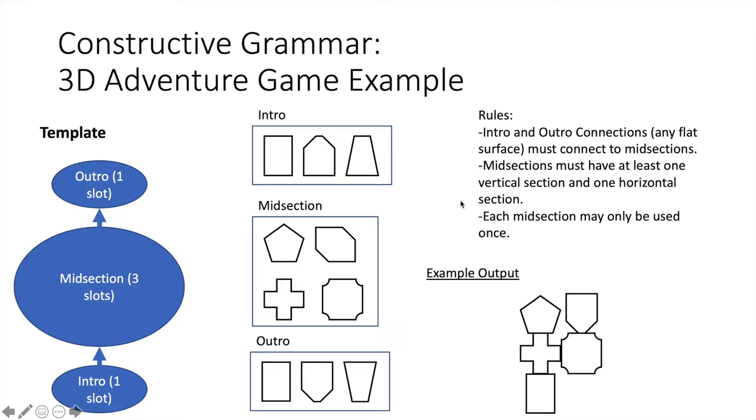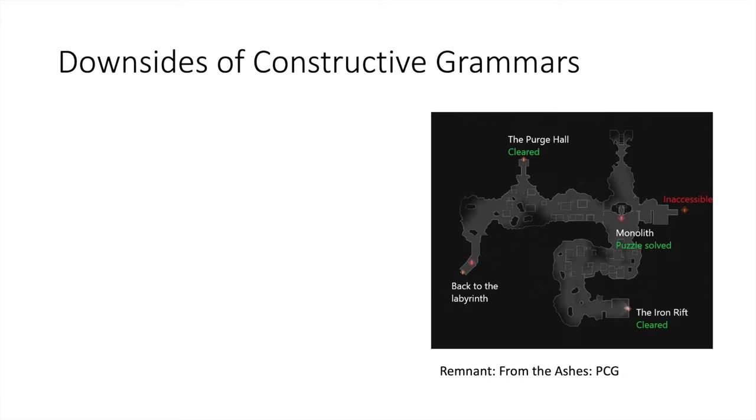We could change up these rules a little bit to give us more flexibility. We could add more intro, midsection, and outro pieces. We could add new pieces to our template and break up our midsection to give us a little bit more fine-grained control. But again, that would lower the variety. So these are the kinds of things that you have to balance with a constructive grammar. So let's talk about some downsides to constructive grammars.